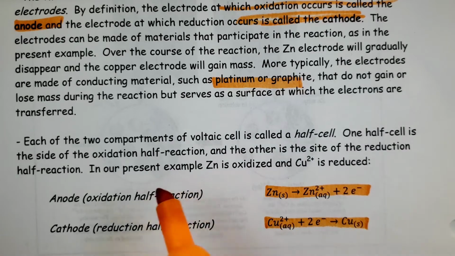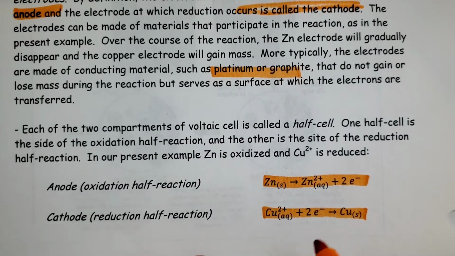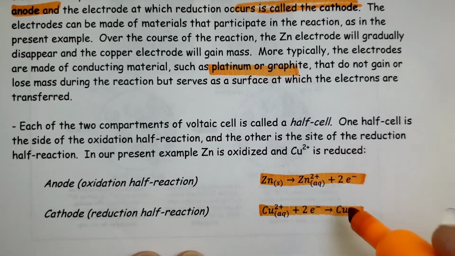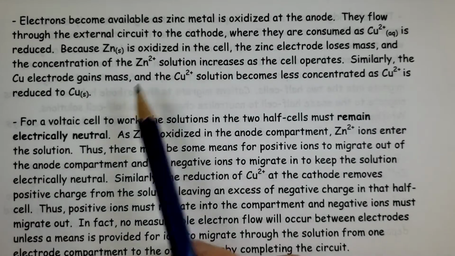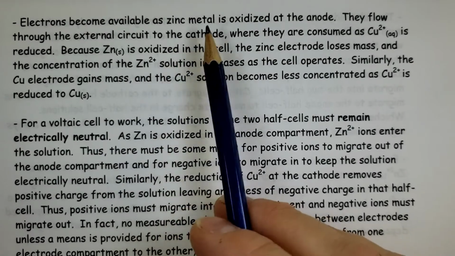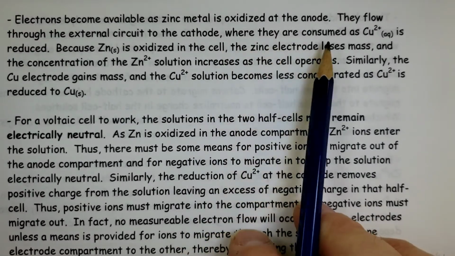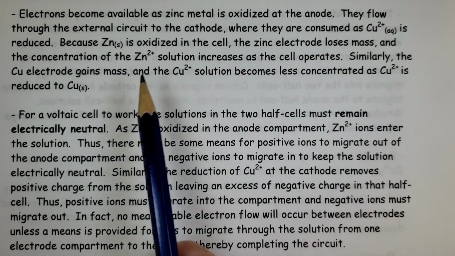So one half cell is the oxidation half and the other side is the reduction. So this is what we have happening here. So the zinc, that's happening, and the copper, it's gaining 2 electrons. Electrons become available as zinc metal is oxidized at the anode. They flow through the external circuit to the cathode, where they are consumed as Cu2+ ions are reduced.